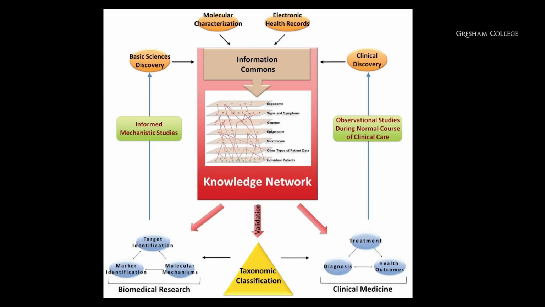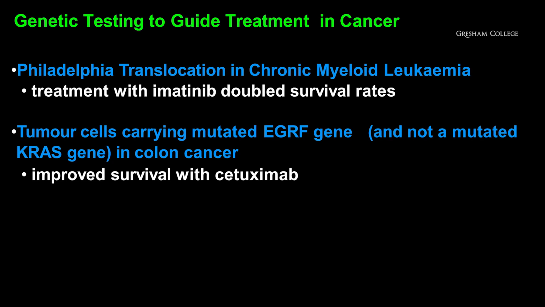You are probably more familiar with the use of genetic coding to guide treatment in cancer. It's got quite a lot of coverage in the paper. For example, a particular genetic abnormality in chronic myeloid leukemia means that if you've got it and you're treated with a particular drug, you can double survival rates. If you've got a certain type of colon cancer, and if this particular EGFR gene is abnormal, then you can improve survival with another monoclonal antibody. So the genetics in this context of cancer can alter survival rates.